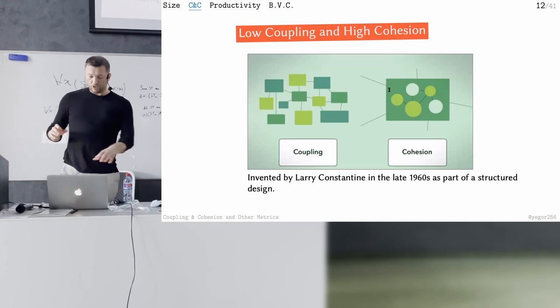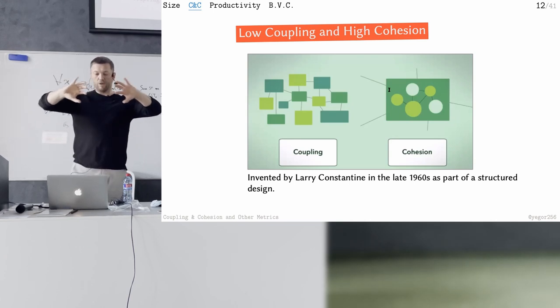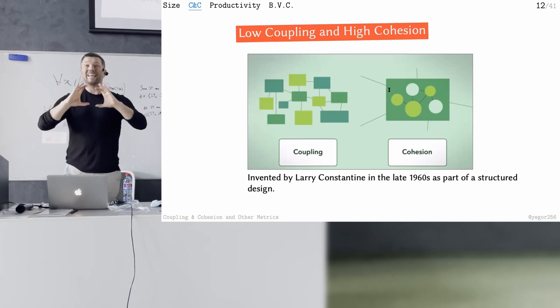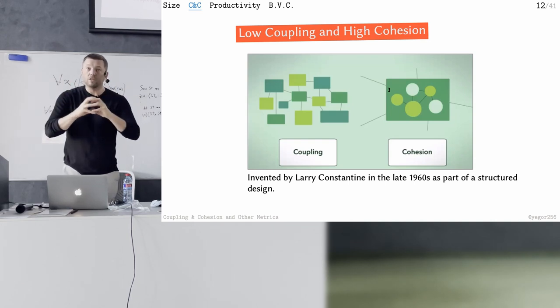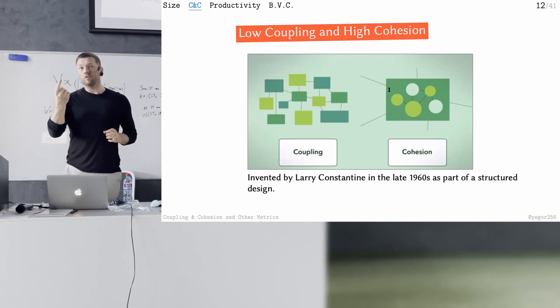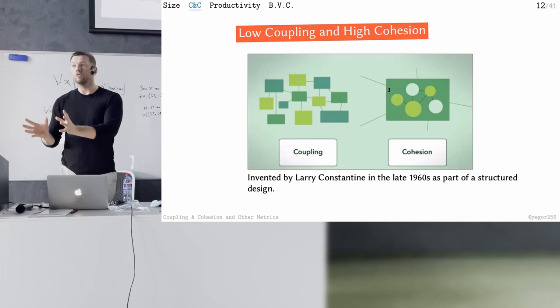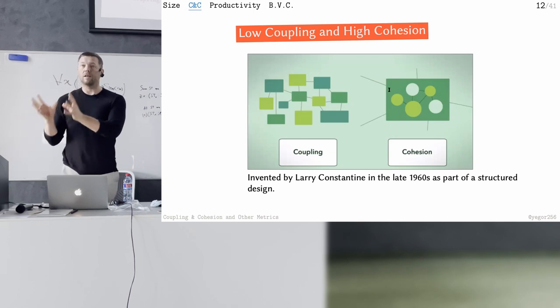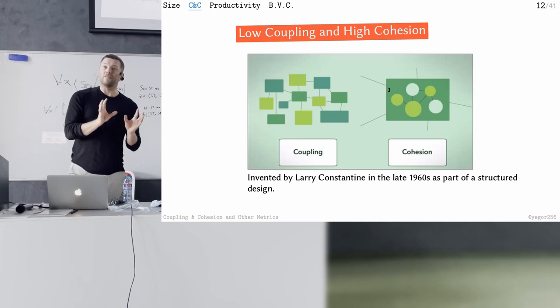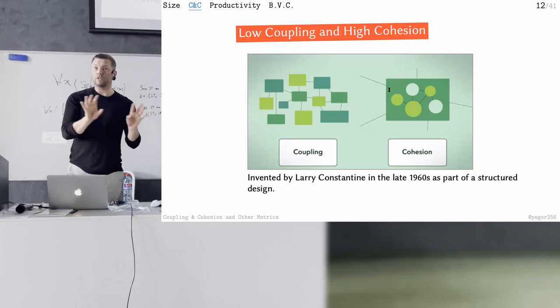So look at this picture. Coupling means how much different modules are connected to each other. Cohesion means inside one module, how much the parts need each other. So cohesion is always about one module. We're talking about one class, one module, one package, one something. And with coupling we're always talking about a number of different modules, and how much they are connected.